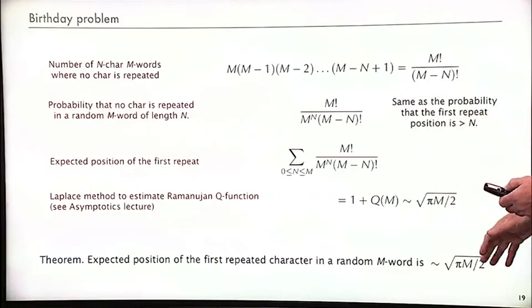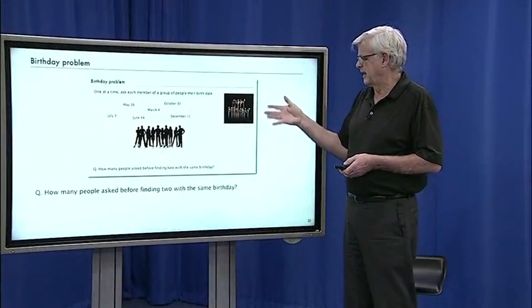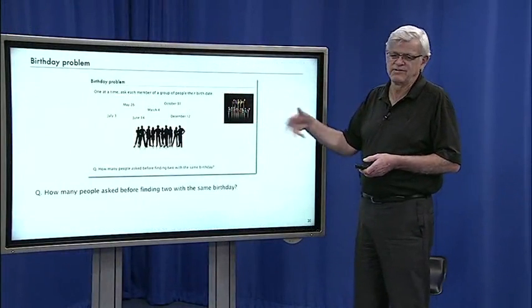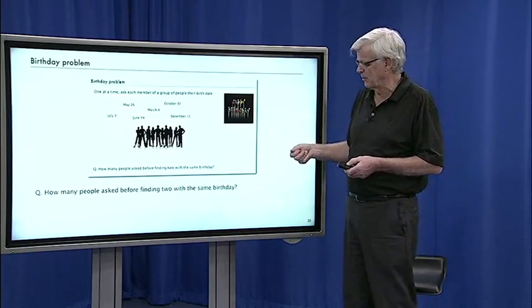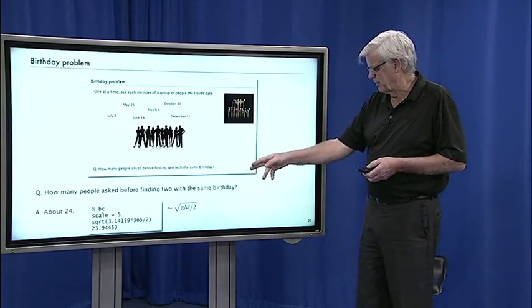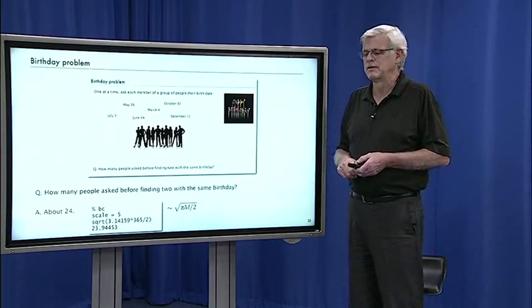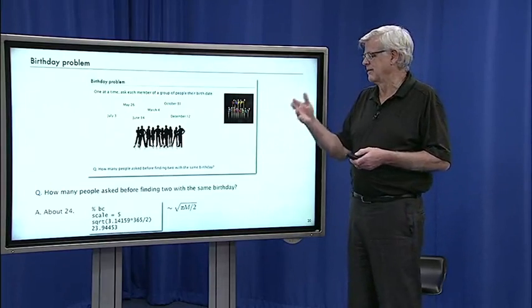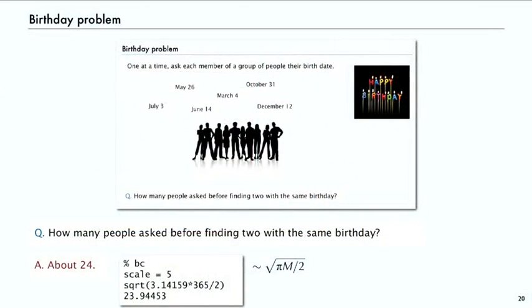So in our original problem, if we asked people their birthdays, there's 365 days in a year, how many people do you have to ask before finding 2 with the same birthday? Well, you just compute square root of pi times 365 over 2, and it's about 24. So the average number of people you have to ask before finding 2 with the same birthday is 24.